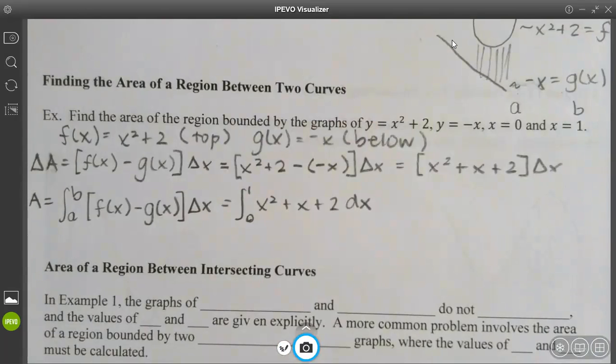Now we integrate. This is the same thing we've been doing, so there's nothing any different. The only difference was to find my function first that I needed to integrate. I had to subtract. So now how do I integrate x squared plus x plus 2?